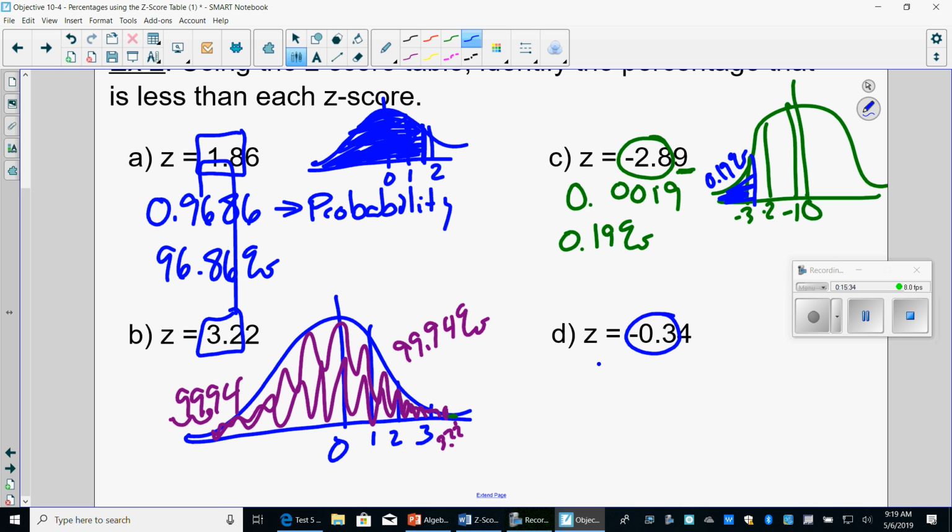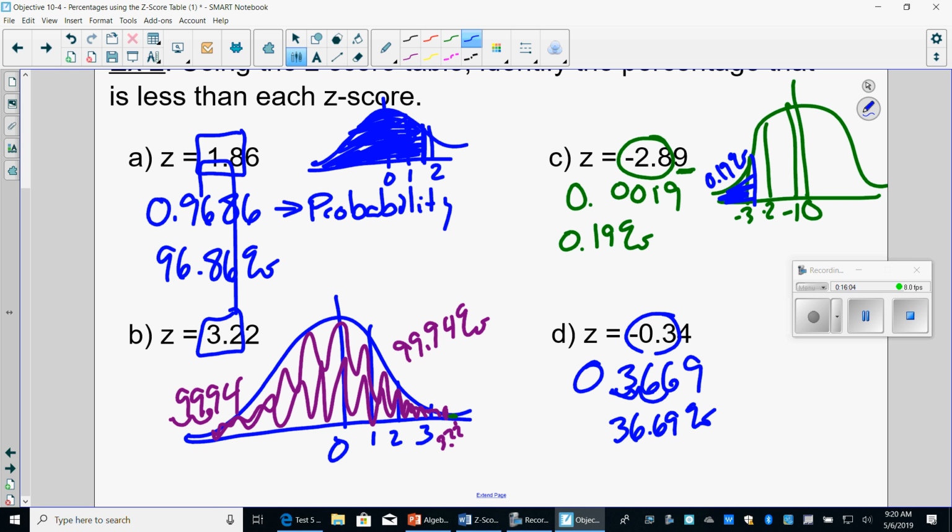0.3369, so roughly around how much percent? No, it's 0.3669. Oh, sorry, excuse me. It's definitely a Monday, isn't it? 0.3669. So roughly around how much percent? 36.69. 36.69%.